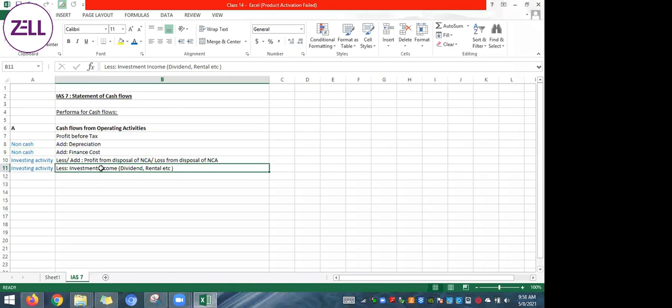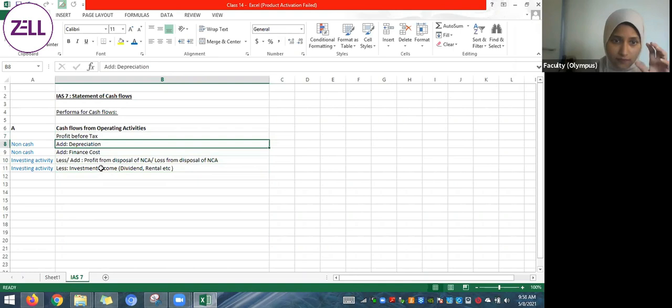Ma'am, if we directly take it to investment income, it won't be okay. Of course, it won't be okay. Investment income is another portion that I will prepare, but profit before tax is the figure that I have to correct. I'm not just putting things in to make operating activity. I'm correcting a figure. Profit before tax includes my investing activities, and I have to remove them.